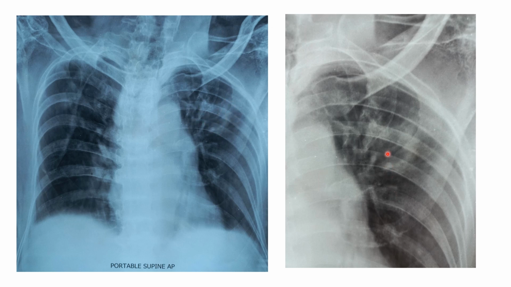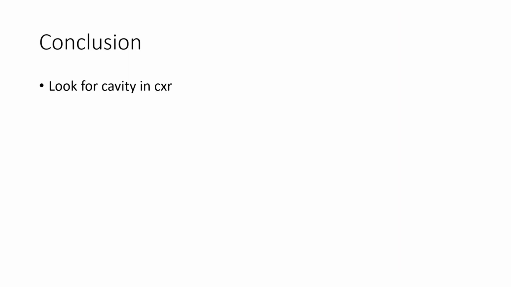This is a magnified image. You can see this is a cavity, the surrounding consolidation. This is the wall of the cavity, right? So conclusion, in chest x-rays always look for cavity. Thank you.